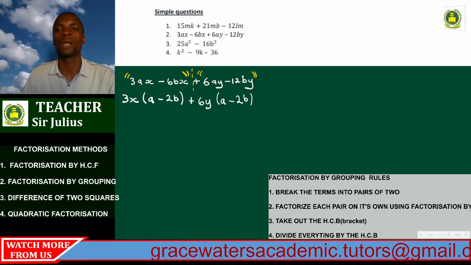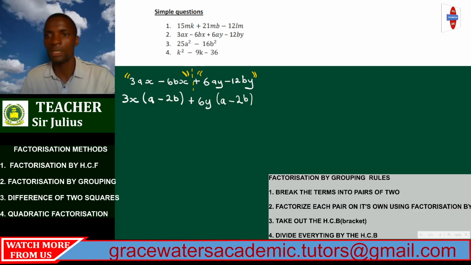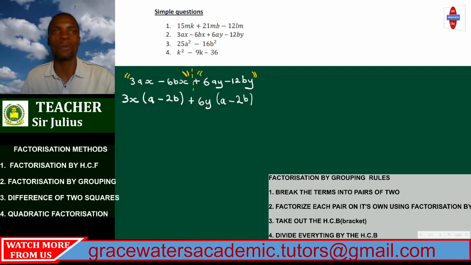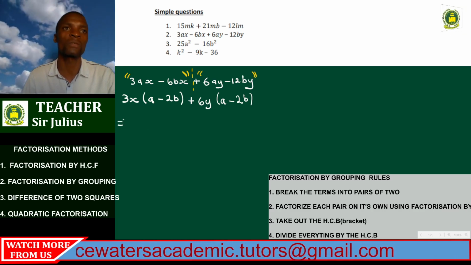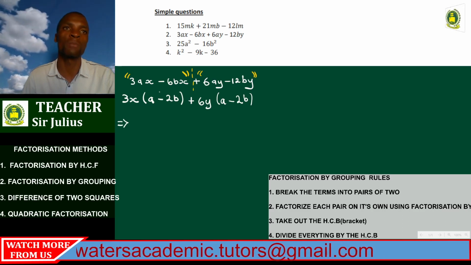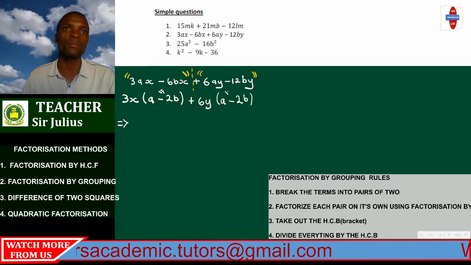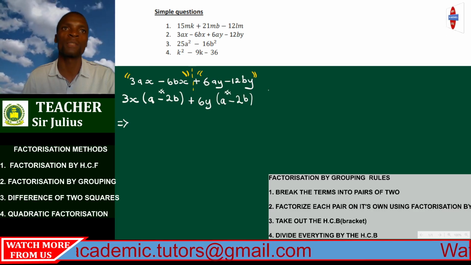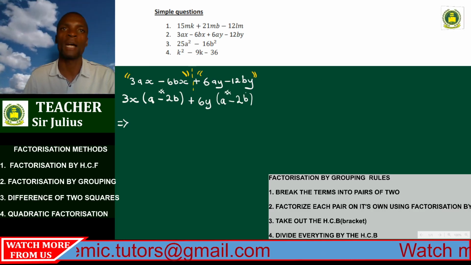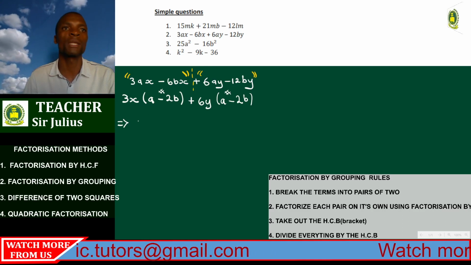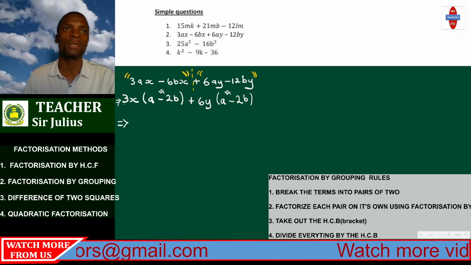All right, so now we are moving to the third stage, which is to take out the highest common bracket. It's fun to say highest common bracket, but it's just for you guys to understand. In other words, this bracket is exactly the same as this bracket. So the bracket itself is the highest common factor in this regard. So let us take that out the same way we have taken out the HCF in that rule.